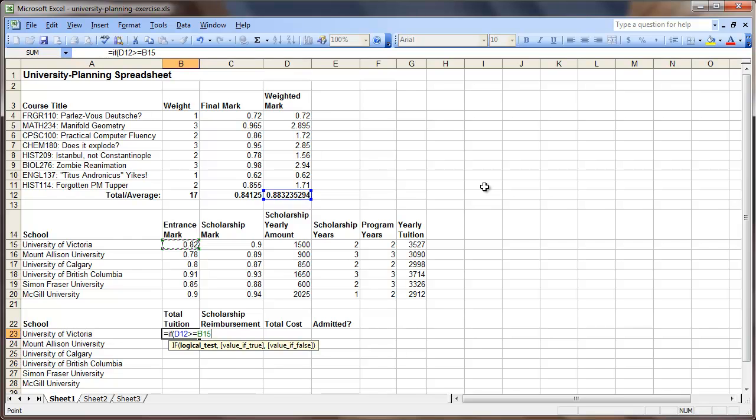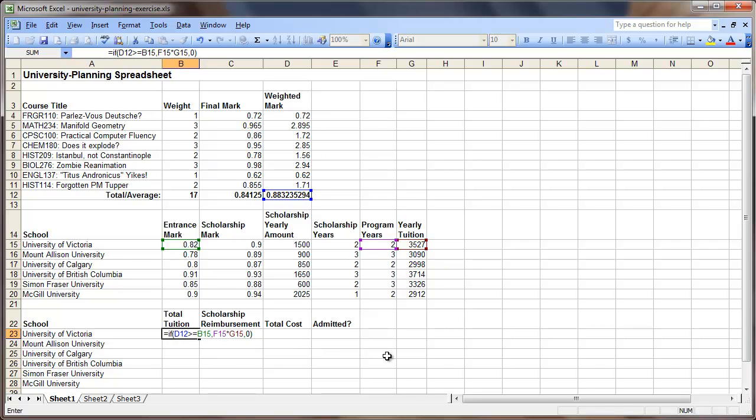There's my test. That can either be true or false. It's either greater than or equal to, or it's not. Comma. Now if the value is true, so if this turns out to be true, what do I want to display in this cell here, in cell B23? I want to display the program years times the yearly tuition for University of Victoria. Comma. If it's false, that's the case, I did not get into University of Victoria, I just want to display a 0. So there's my entire function.